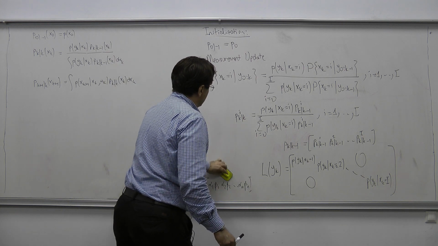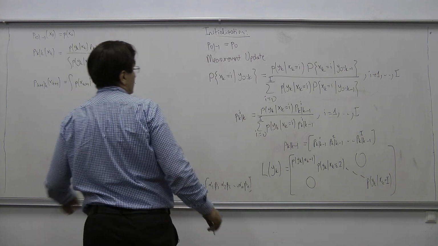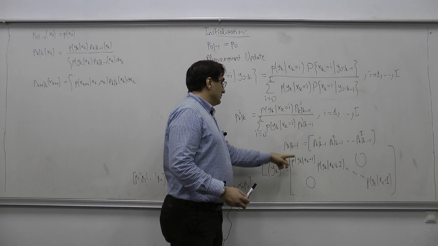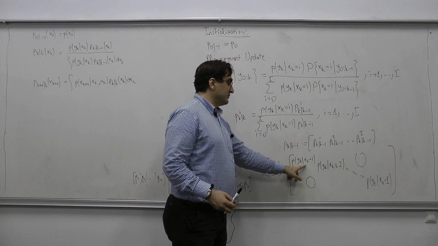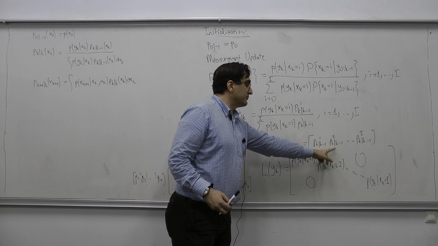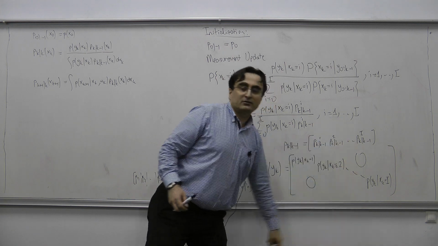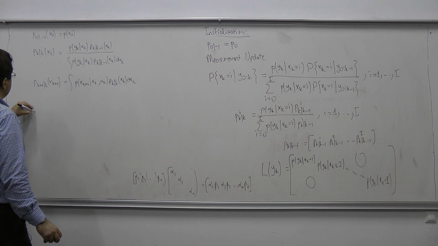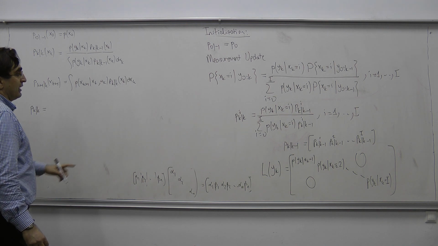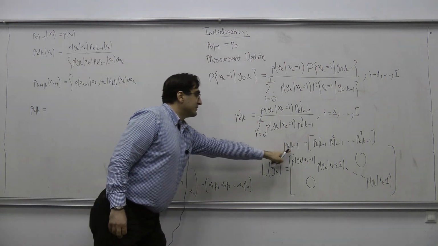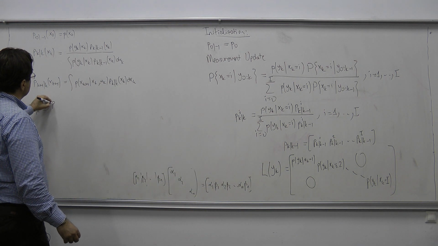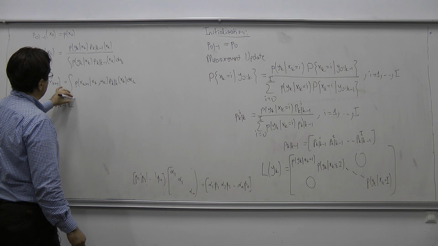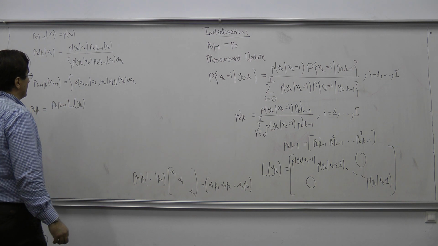And then I'm just going to do the following. This numerator is nothing but the first element of this vector times this diagonal element, second element of this vector times this diagonal element, and so on. Okay? So here, as a result, I can write p_{k|k} vector as this vector, p_{k|k-1}, times the likelihood matrix, L of y_k, the diagonal matrix.